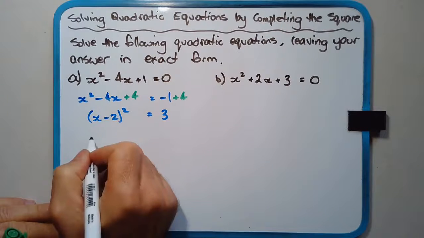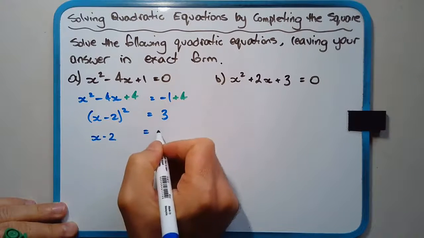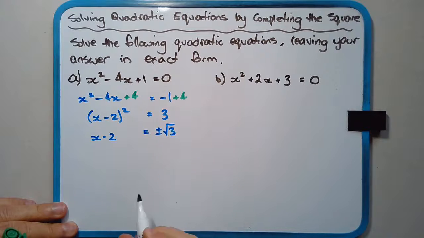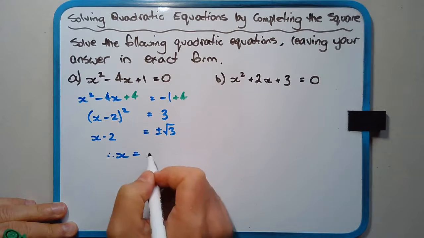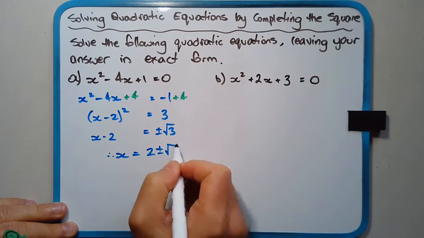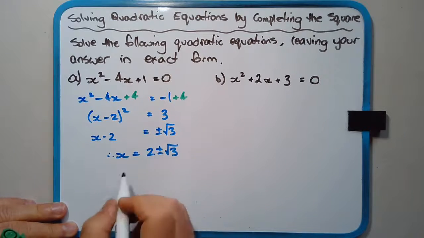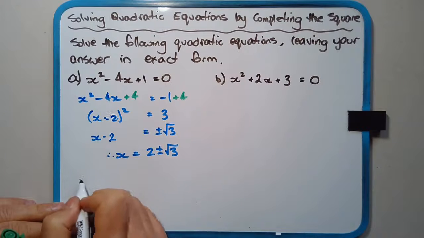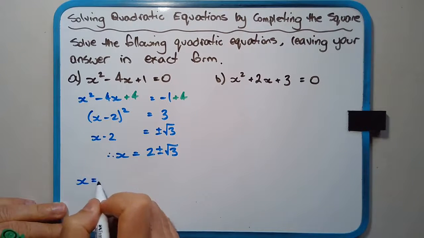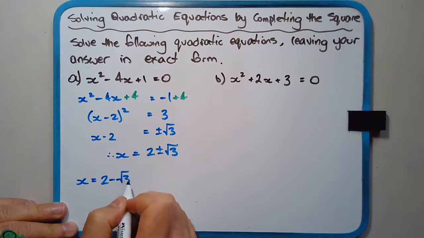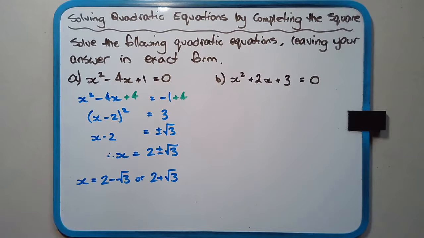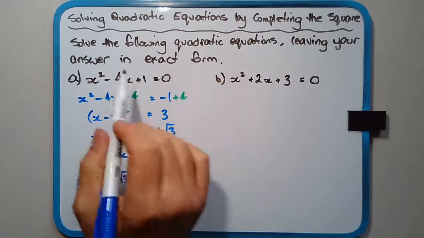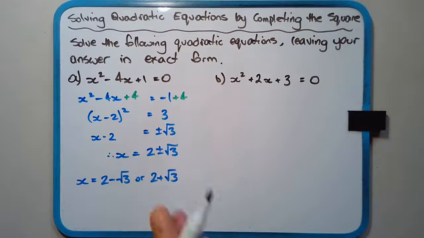Then we'll take the square root of both sides. So x minus 2 is equal to plus or minus the square root of 3. And then finally we're going to add 2 to both sides. So therefore x is equal to 2 plus or minus the square root of 3. That's actually two solutions there, so I might just write the two solutions. x is equal to either 2 minus root 3 or 2 plus root 3. In fact, if you substitute those two solutions into the original equation, you will get 0, and I'll leave that up to you to verify for yourself.